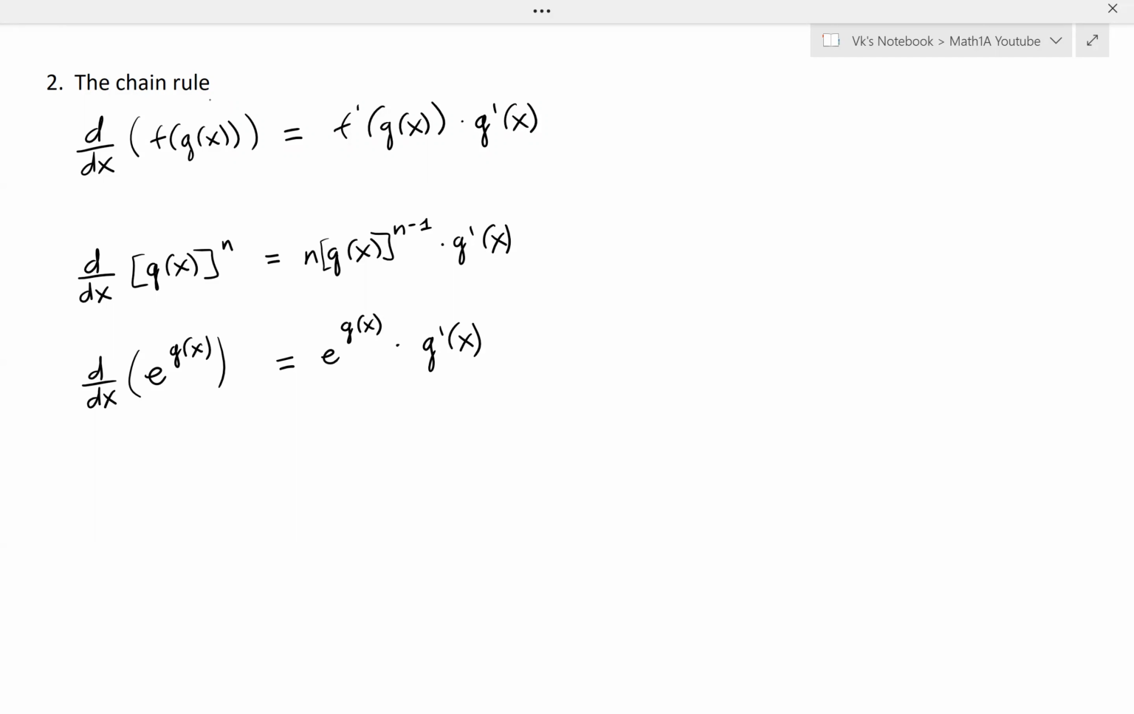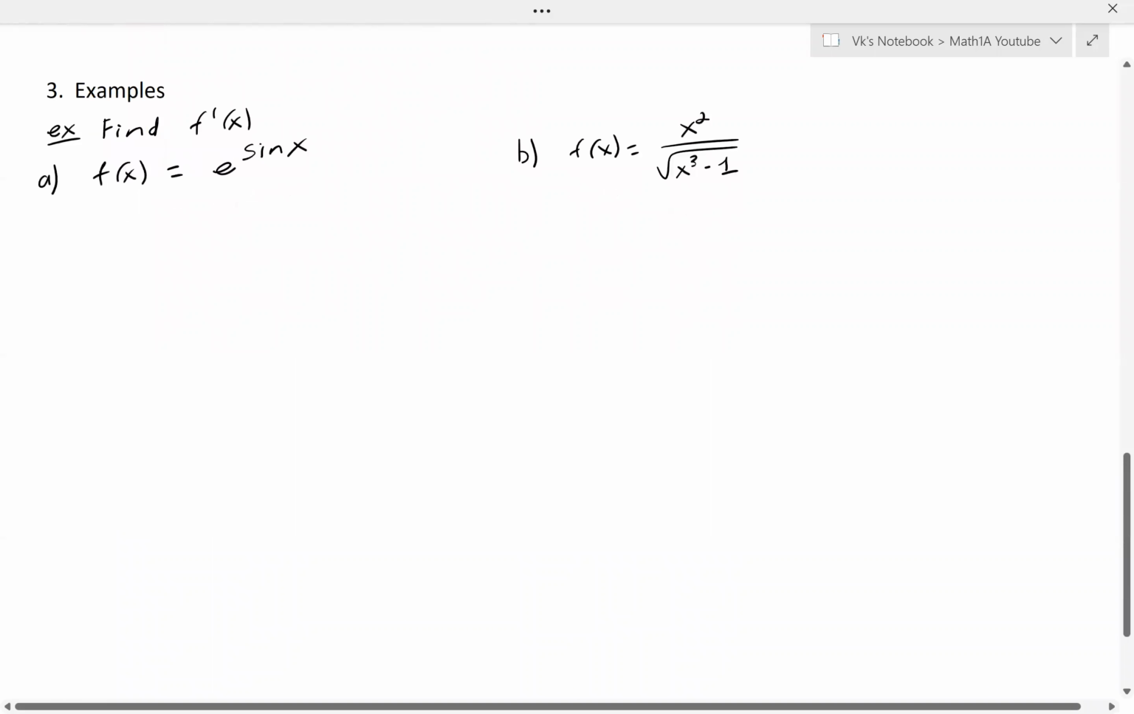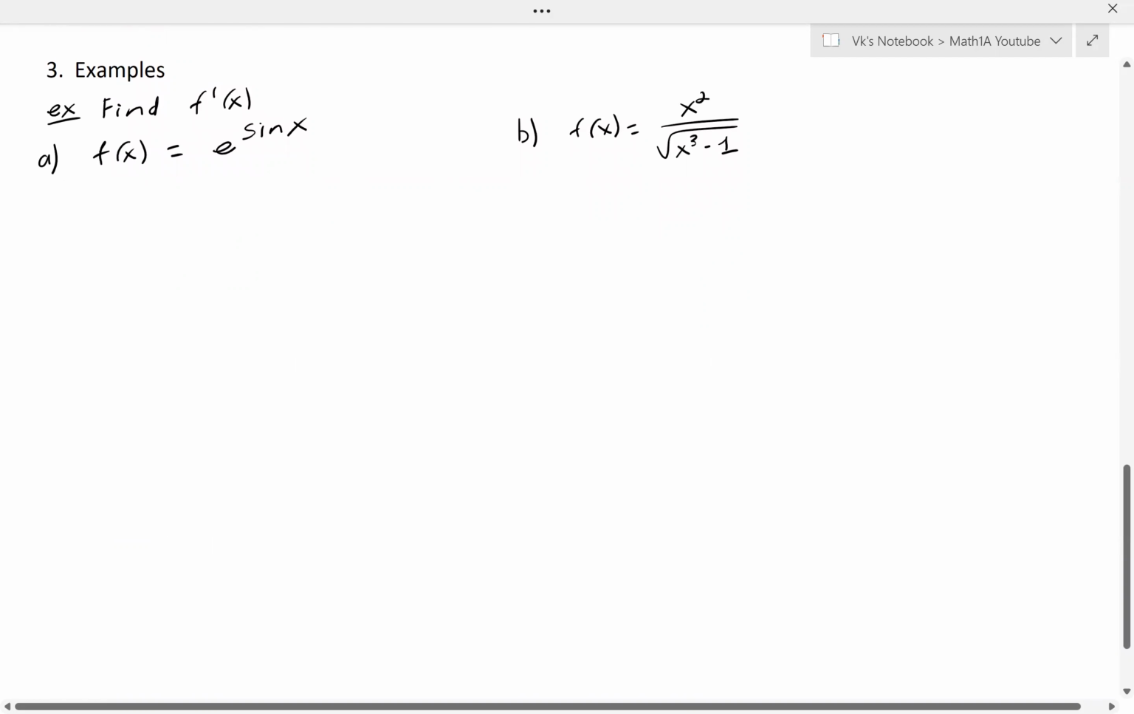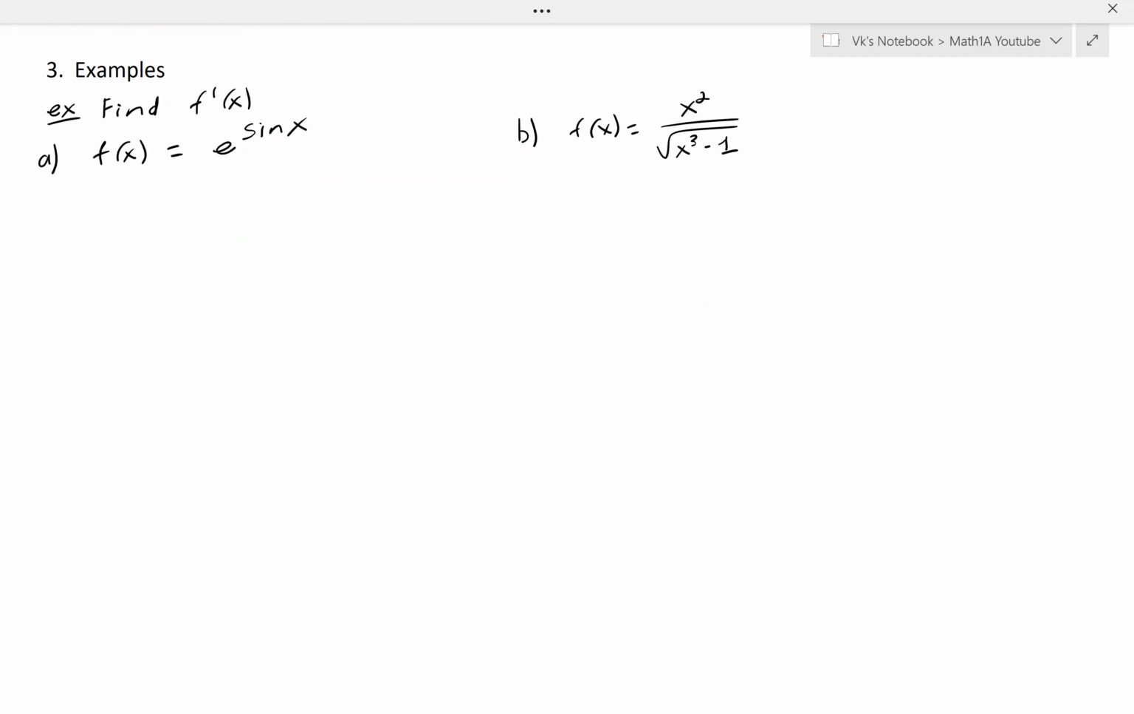Let's apply the chain rule and do some examples. Number 3, example: find f prime of x. First example, f of x equals e to the sin x. f prime of x here is the derivative of the outer function. Sin x is g, so e to the sin x multiplied by the derivative of sin x, e to the sin x times cosine x.